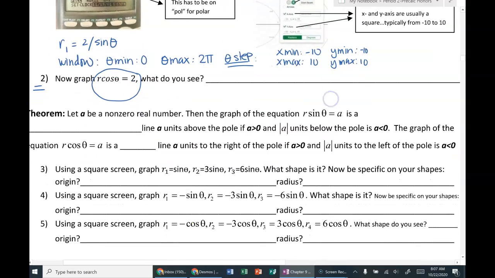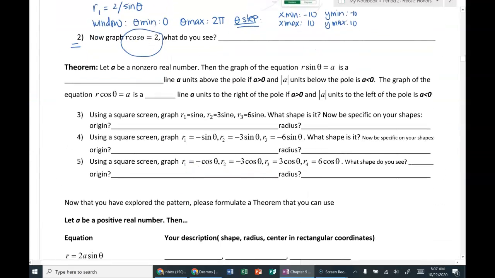And we are now moving on to the theorem because you guys have already done number 2 on your own. Theorem: let A be a non-zero real number, then the graph of the equation r sine theta equals A, which is the first one that we tried, that was the horizontal line at y equals 2, is a horizontal line at y equals A.